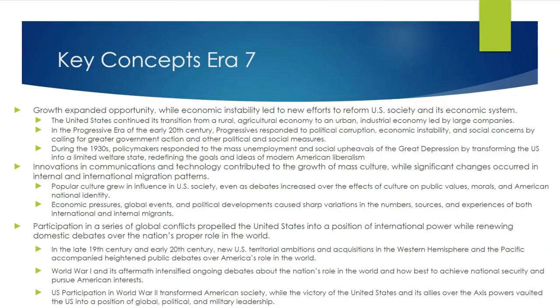As this classroom unit is the second part of Era 7, the key concepts continue to focus on economic instability, which led to new efforts to reform U.S. society and its economic system. Innovations in communication and technology contributed to the growth of mass culture, while significant changes occurred in both internal and international migration patterns. In addition, the U.S. continues to participate in international conflicts that help propel the U.S. into international prominence, which in turn brings up domestic debates about what America's role in the world should be.